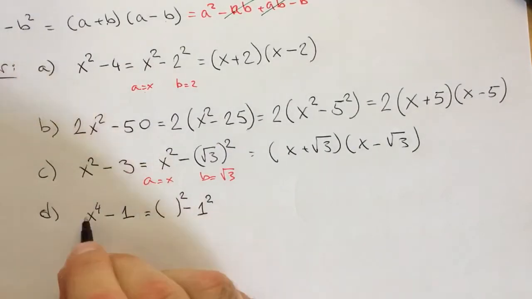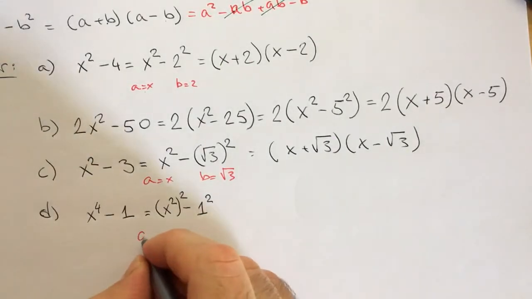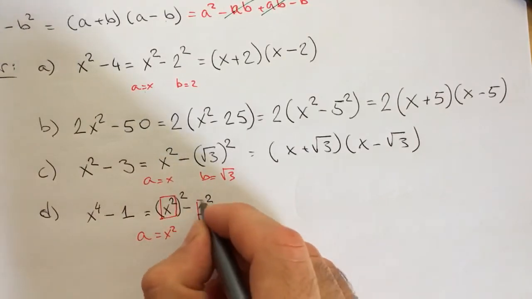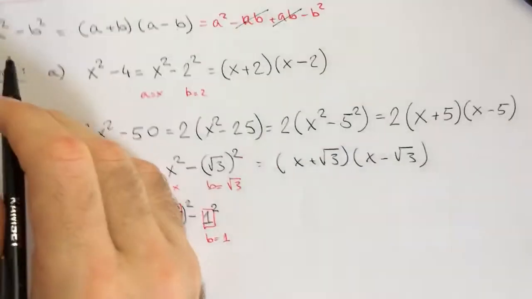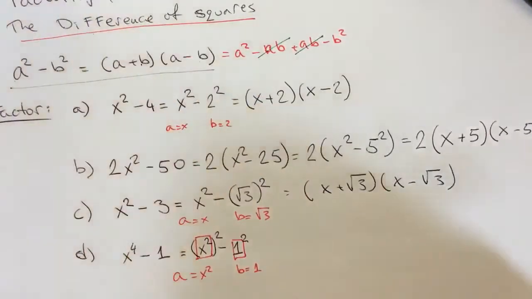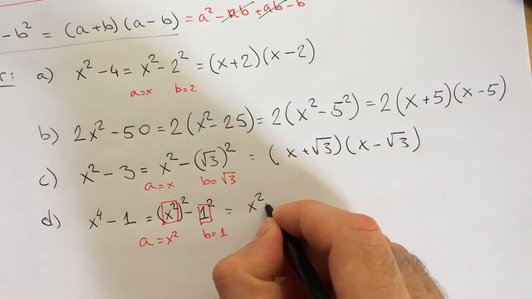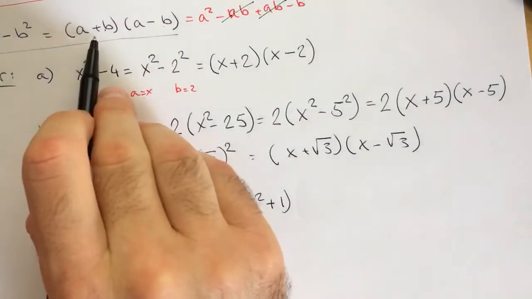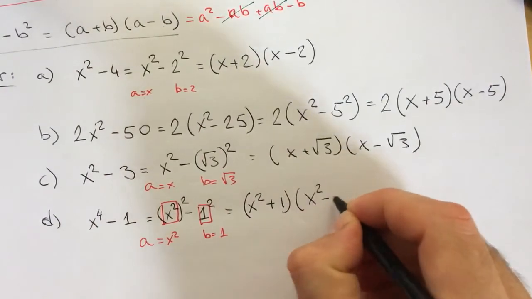What squared gives you x to the power of 4, and that x to the power of 2. So now in this particular case, be careful, a is x squared, right? This whole thing is a, and this thing here is b. b is equal to 1 from our formula right here. So this ends up being x squared plus 1 times, a plus b times a minus b, x squared minus 1.